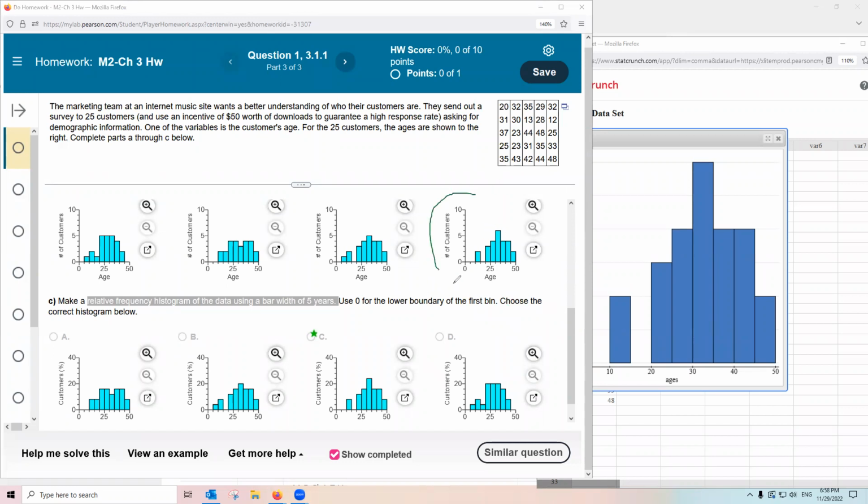Well, this was the answer for part B. And that graph is basically reproduced here. The only thing that's different is the vertical scale. So this must be the correct answer for part C.